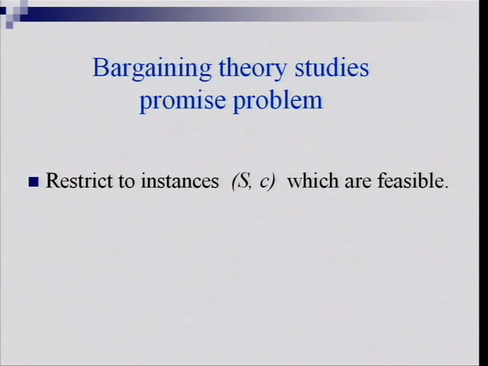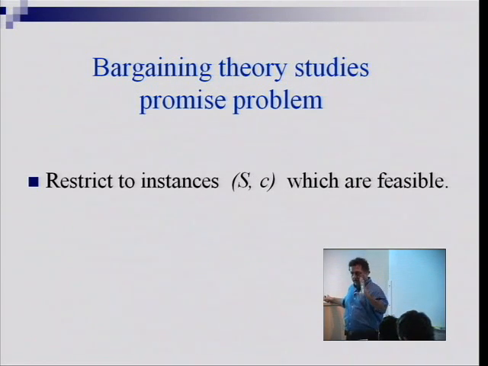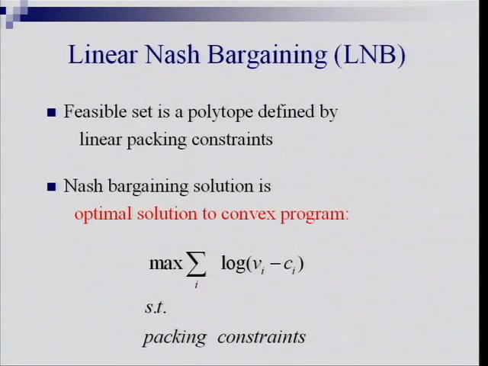So in game theory, it is customary to only study promise problems. They always assume that the given game is feasible. But we know that testing for feasibility itself is an important algorithmic question, and I'll address that in a moment. So I want to define this class, which I call linear Nash bargaining.